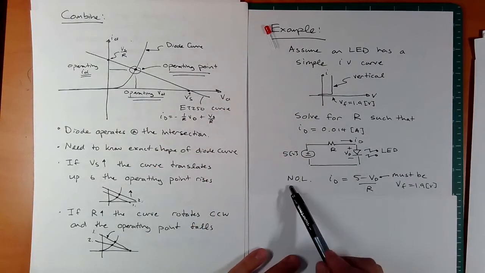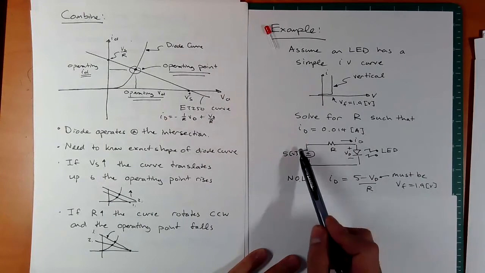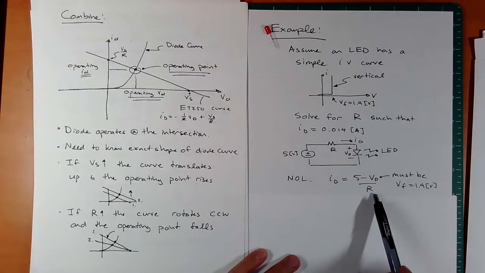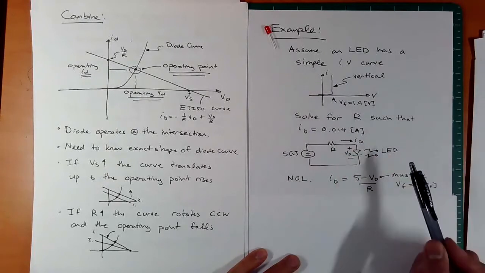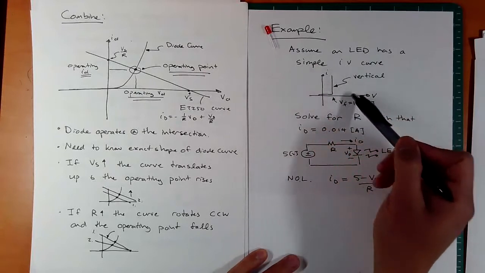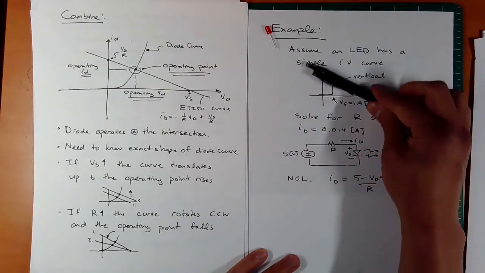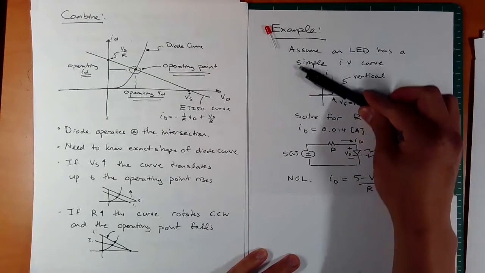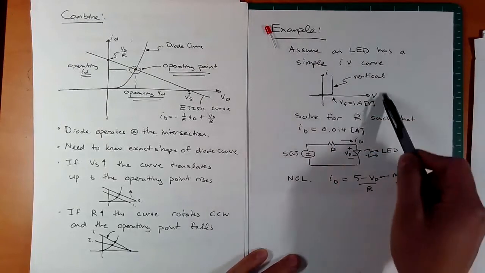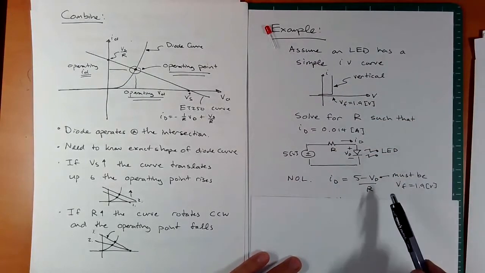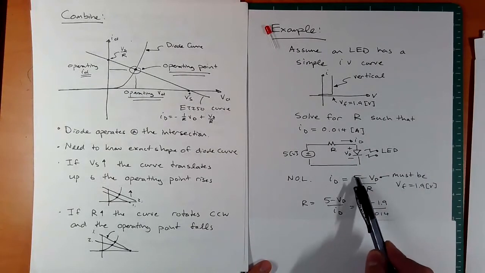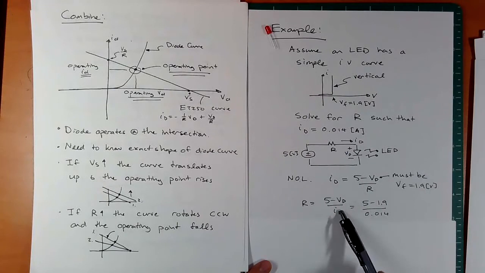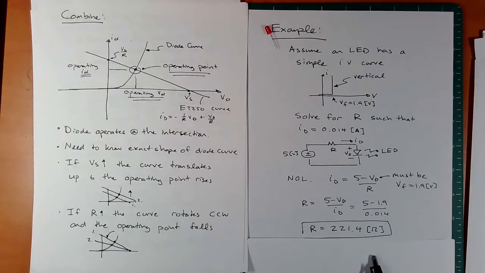Well, we can do the same thing. We can do our nodal Ohm's law. ID equals 5 minus VD over R. And now this VD must be 1.9 volts, because if we draw the load line, it doesn't matter where that load line is, that voltage will always be constant in this very simplified case. Now it's easy, because I can plug in the ID here, and so I can solve for R. R is equal to 5 minus VD over ID. I can plug in these values, 1.9 and 0.014, and we get 221.4 ohms.